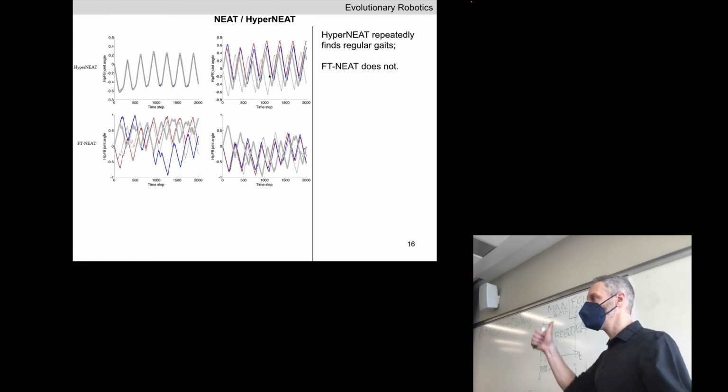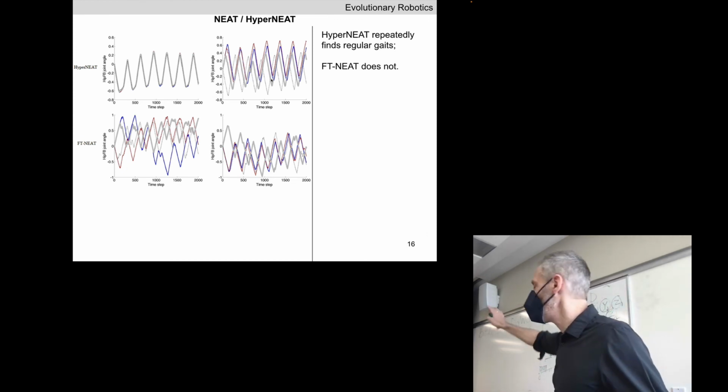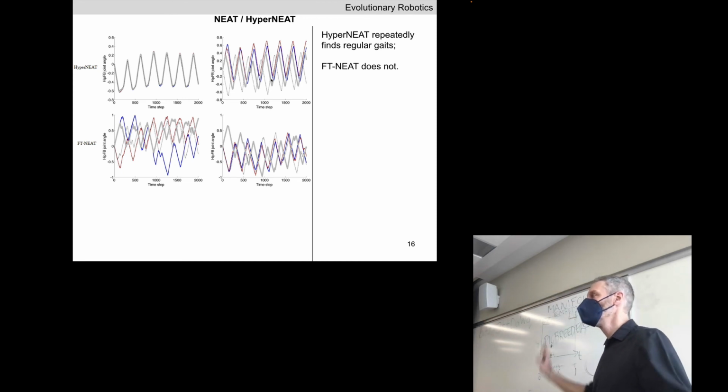Each of these four curves has more or less the same frequency. Each curve has more or less the same shape. So every leg is doing more or less the same thing. They're just doing it at slightly different phase offsets. So this could be cantering, trotting. It's not quite obvious from this picture. Still a pretty valid gait.